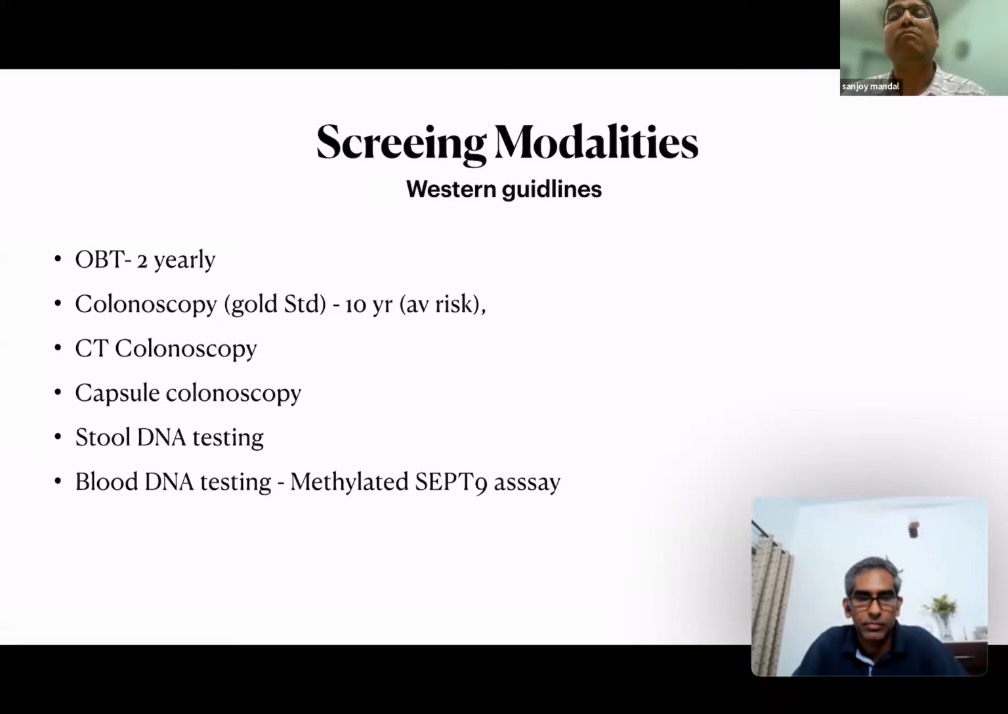So we can use this as a form of colonoscopy in patients where a complete normal colonoscopy is not possible. Then you have the newer modalities, which are the stool DNA testing and the blood DNA testing.